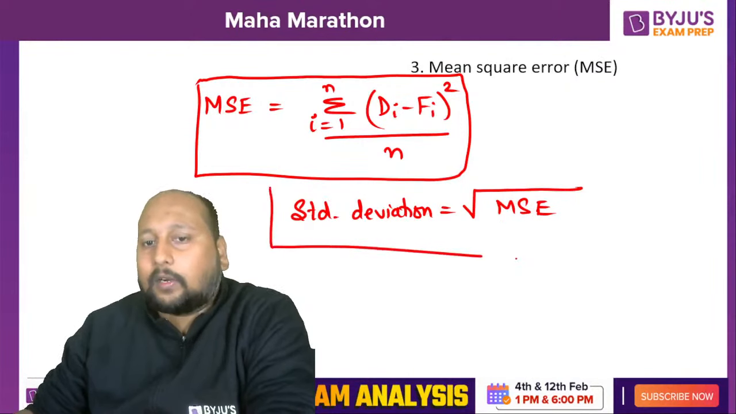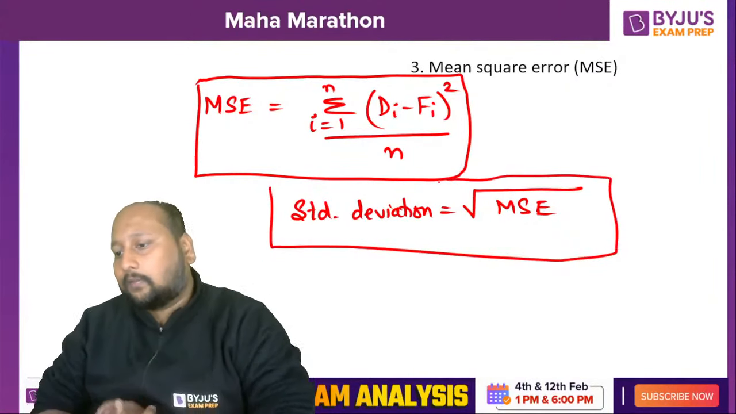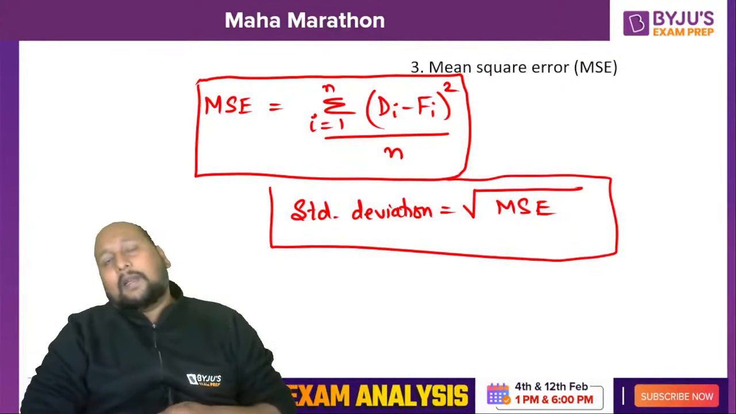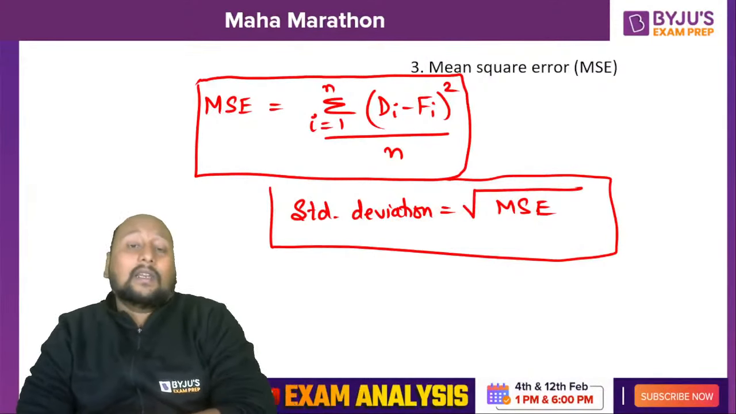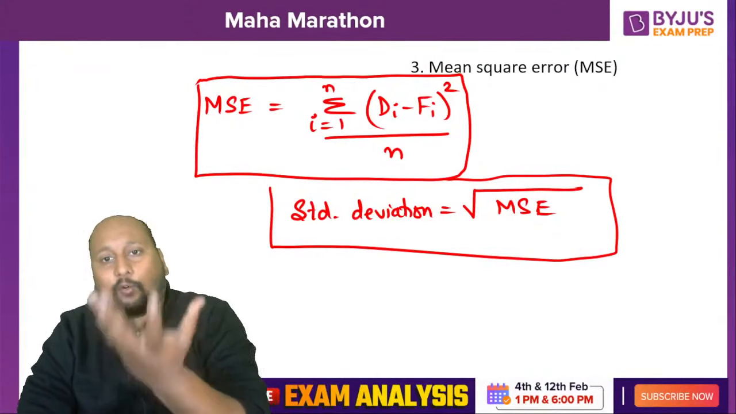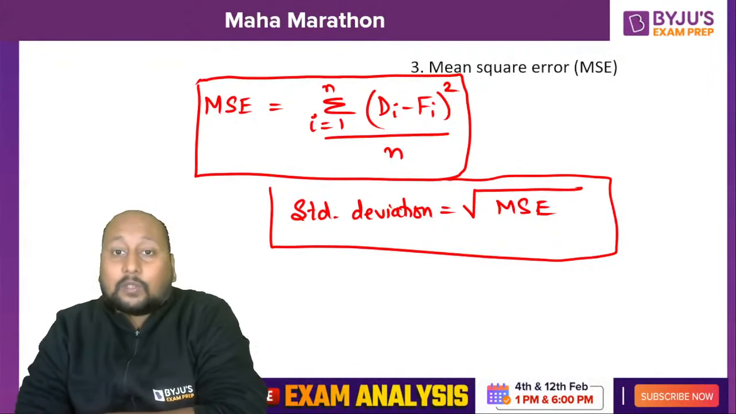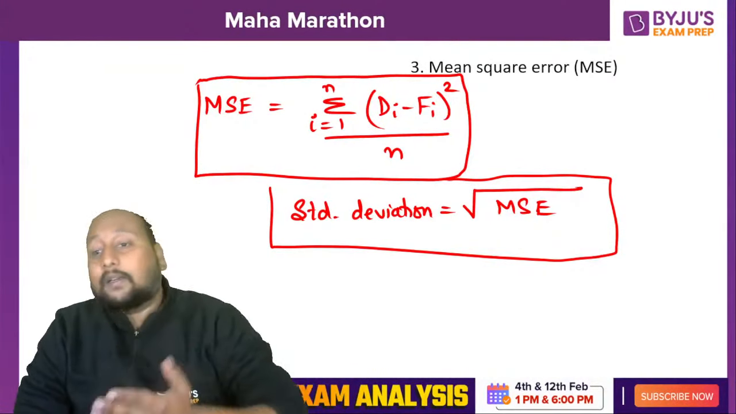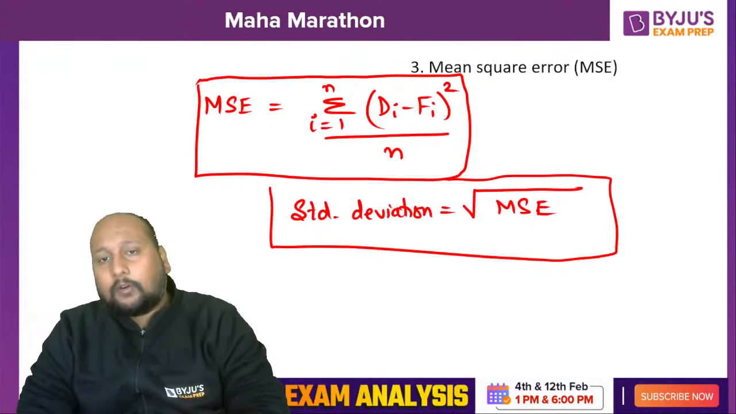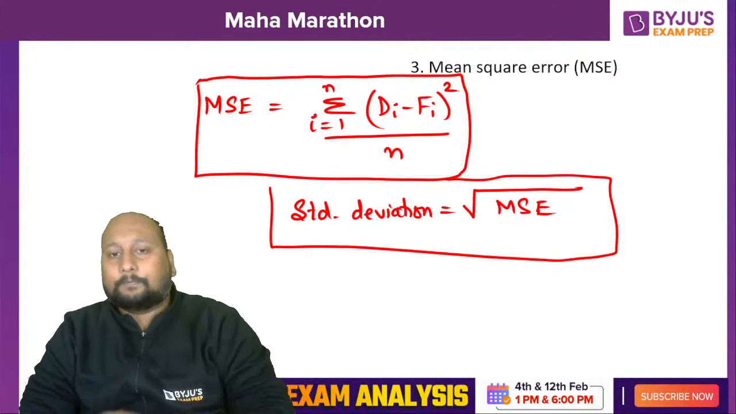Just like we have calculated the variance, it has the same significance. The mean square error will tell us about the level of uncertainty that we have in the forecast. If the mean square error has a larger value, that means we have higher uncertainty in our forecasting versus demand.